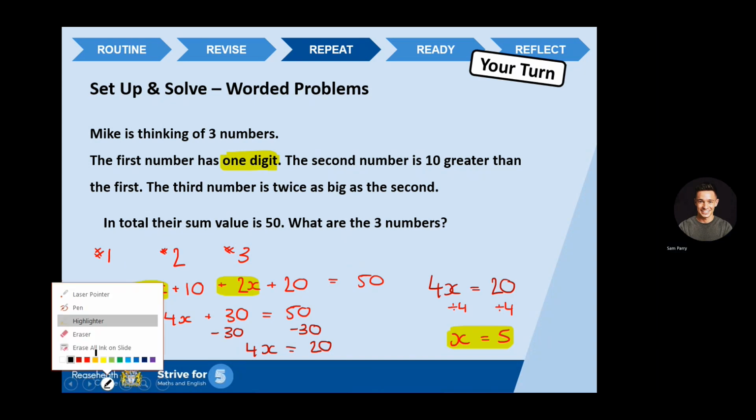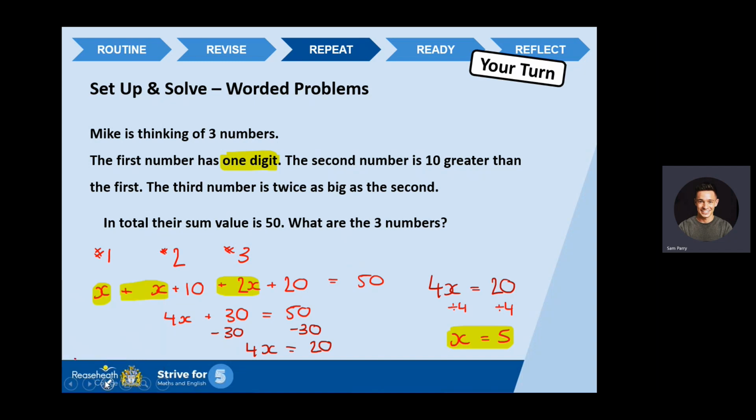So let's do this neat and tidy. Do it properly. Let's finish on a strong note. Let's get the black ink ready to go. So instead of x, it's going to be 5. x plus 10: well, 5 add 10 is 15. 2x plus 20: well, 2 lots of 5 is 10, plus 20 is 30.